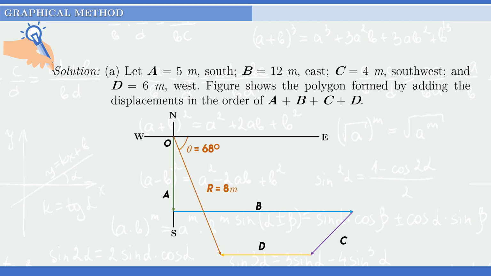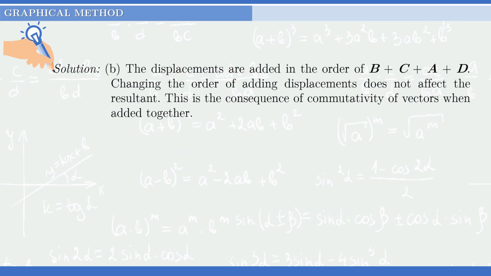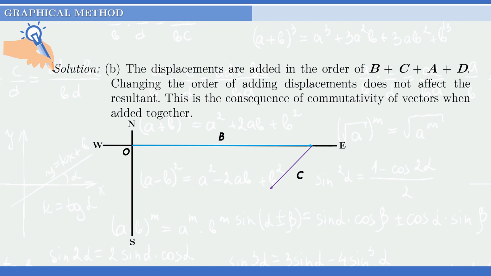The figure shows that the polygon formed by adding the displacements in the order of vector A plus vector B plus vector C plus vector D is equal to the resultant, that is approximately 8 meters with the direction of 68 degrees south of east. To solve for problem B, the displacements are added in the order of vector B plus vector C plus vector A plus vector D.